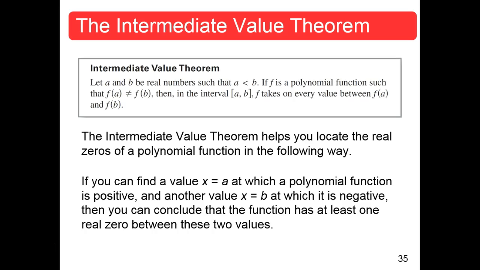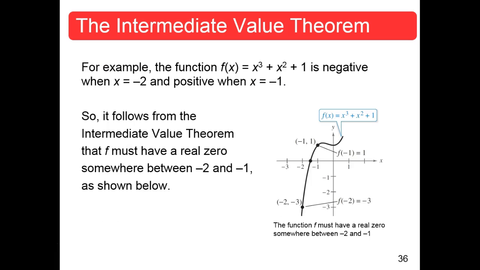Or, if at x equal a the f is negative, and at x equal b the f is positive, then you know you got a real zero in between that. So it doesn't have to be positive negative, it could be negative positive. If the two values change signs, there's got to be a zero in between. So here's an example. Here's a function, f of x equal x cubed plus x squared plus 1. Now, they give you way too much information. They should have let you figure this out.